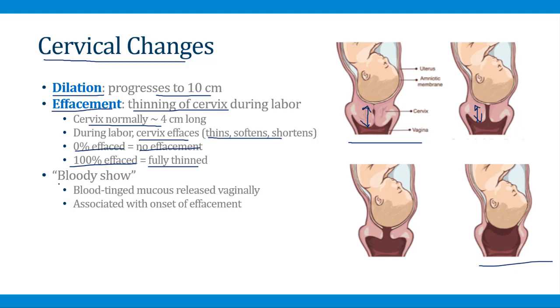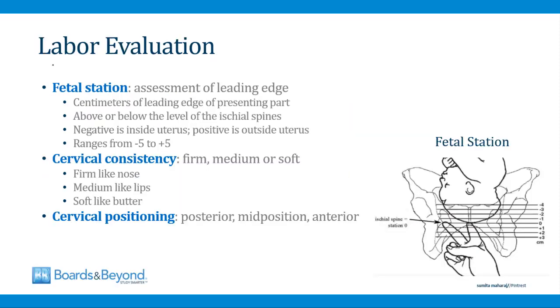Some women develop what's known as bloody show. This is blood-tinged mucus that's released vaginally, and this is associated with the onset of cervical effacement. Let's talk about some of the other elements of evaluating women in labor.